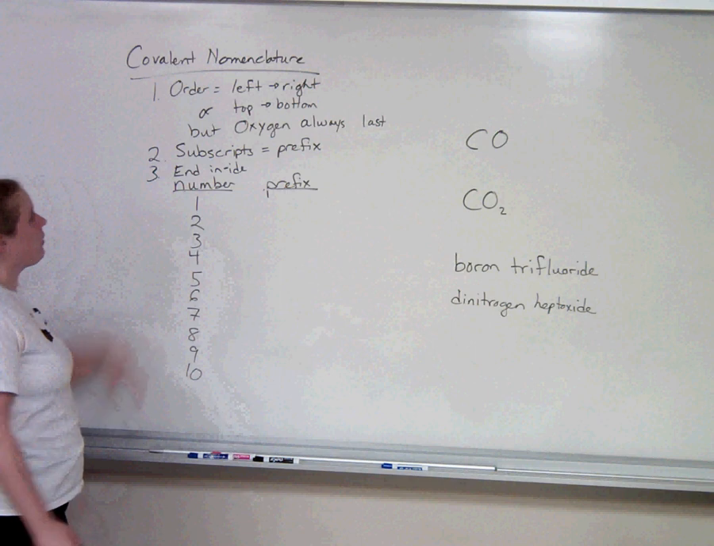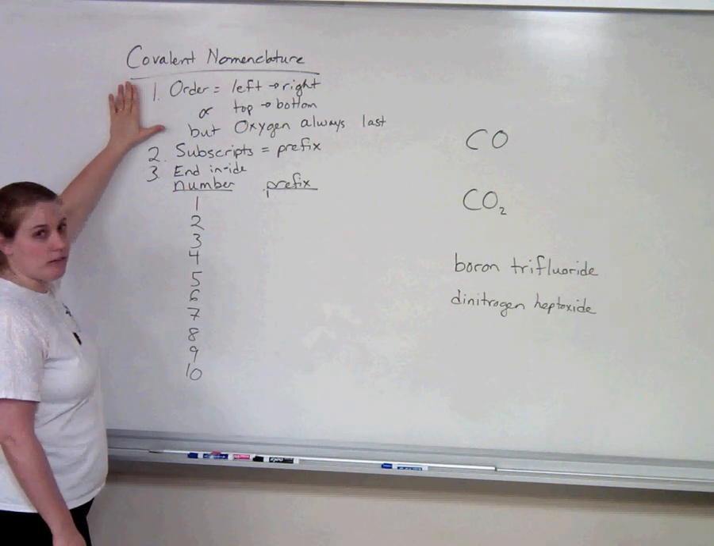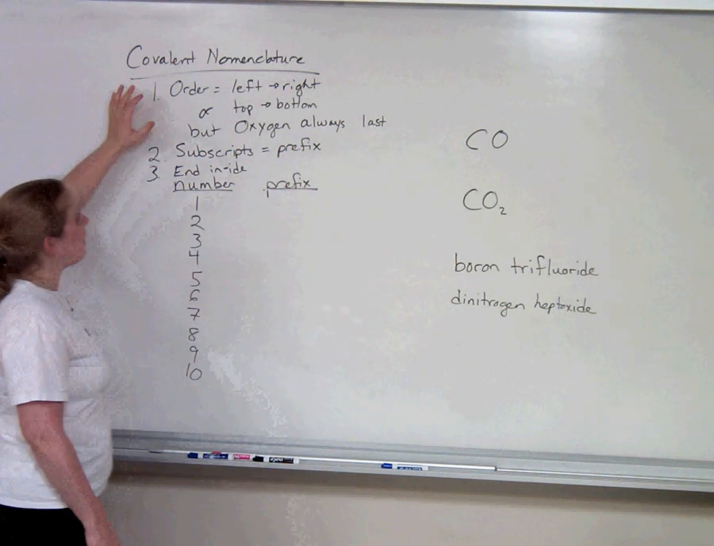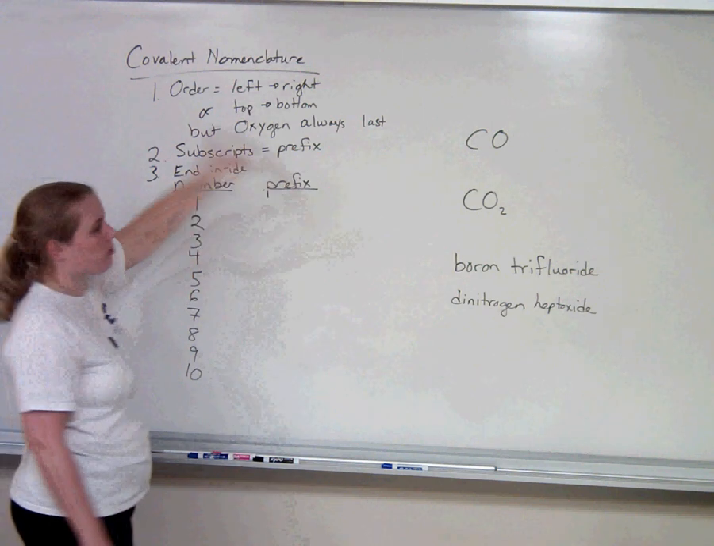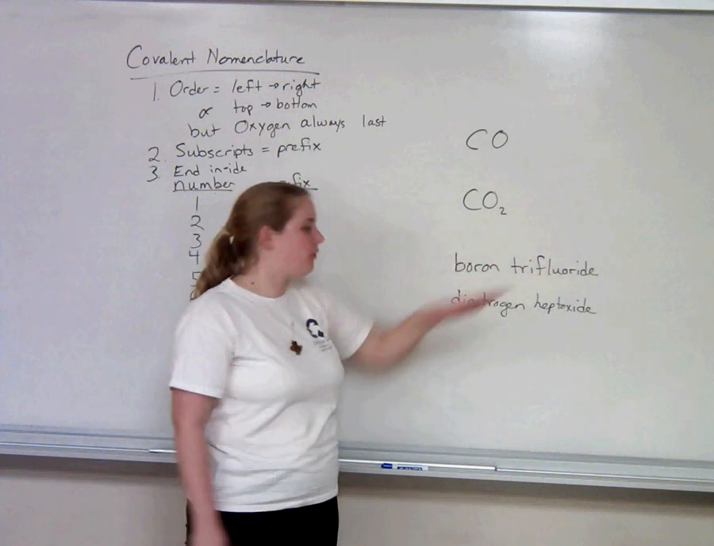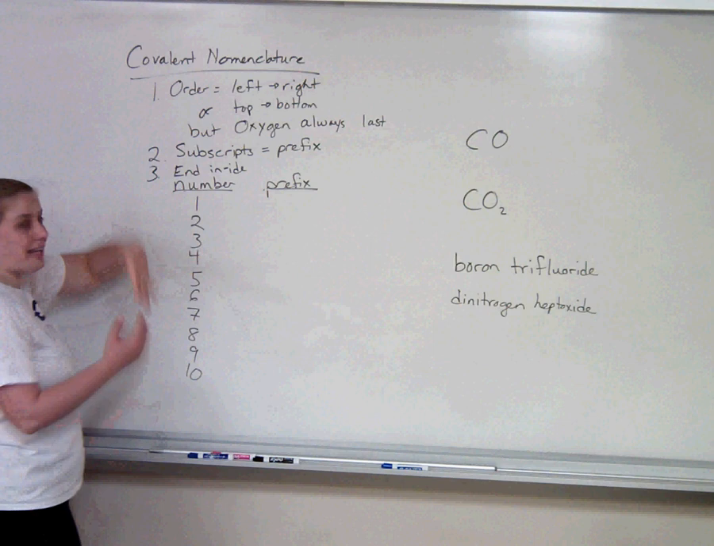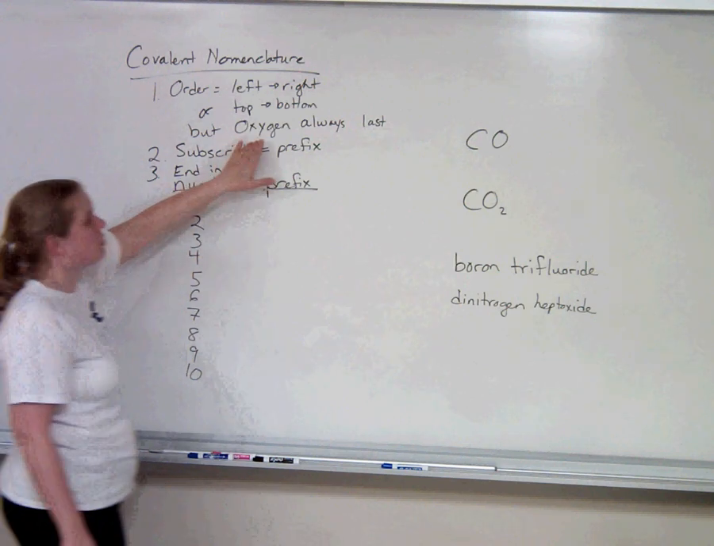All right, so when you're doing ionic nomenclature, you always put the cation first, and then the anion. Well, in this case, they're both anions. They're always both anions. So we don't use that. We instead go left to right. So carbon is to the left of oxygen on the periodic table. Boron is to the left of fluorine. Nitrogen is to the left of oxygen. Or if you're in the same row, then you go top to bottom. The only exception is that oxygen always goes last.